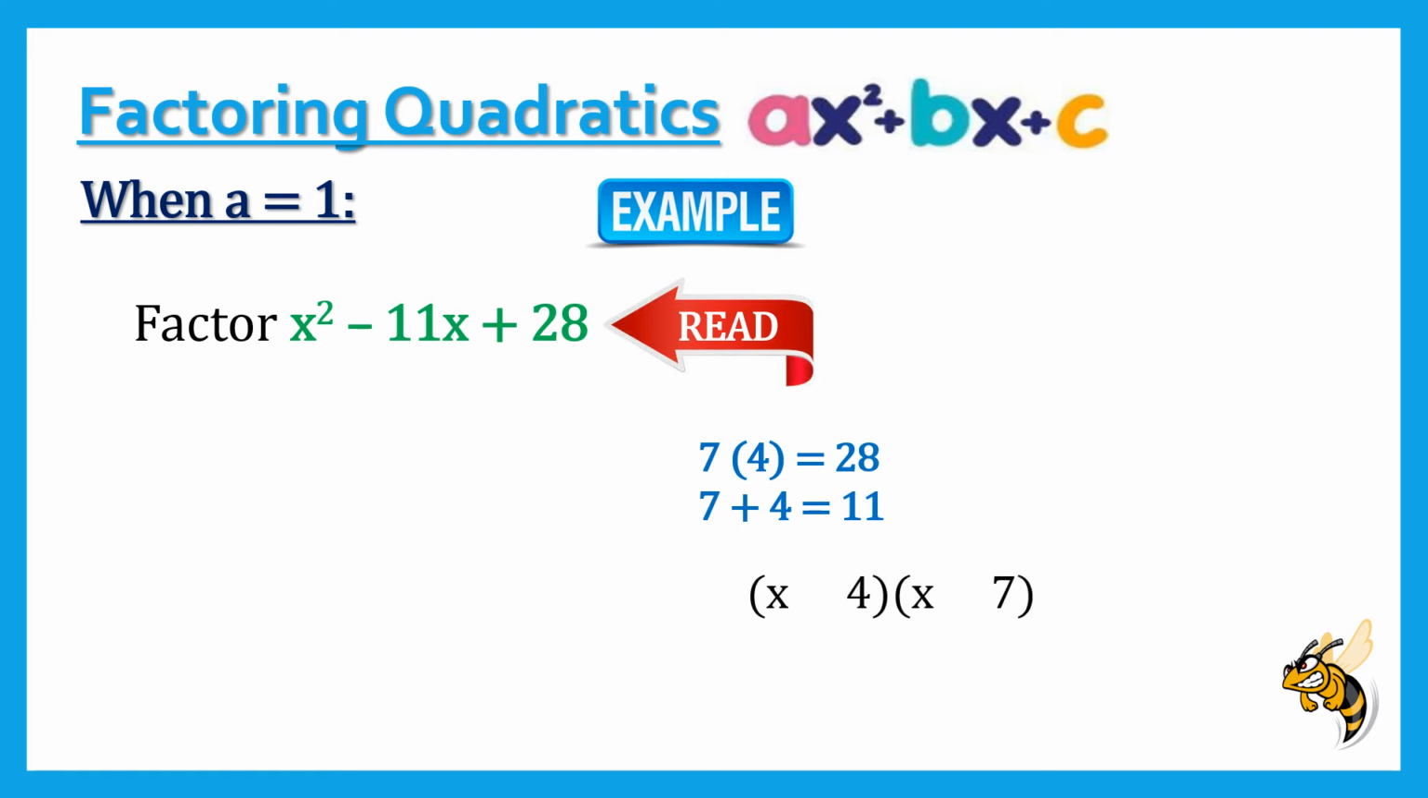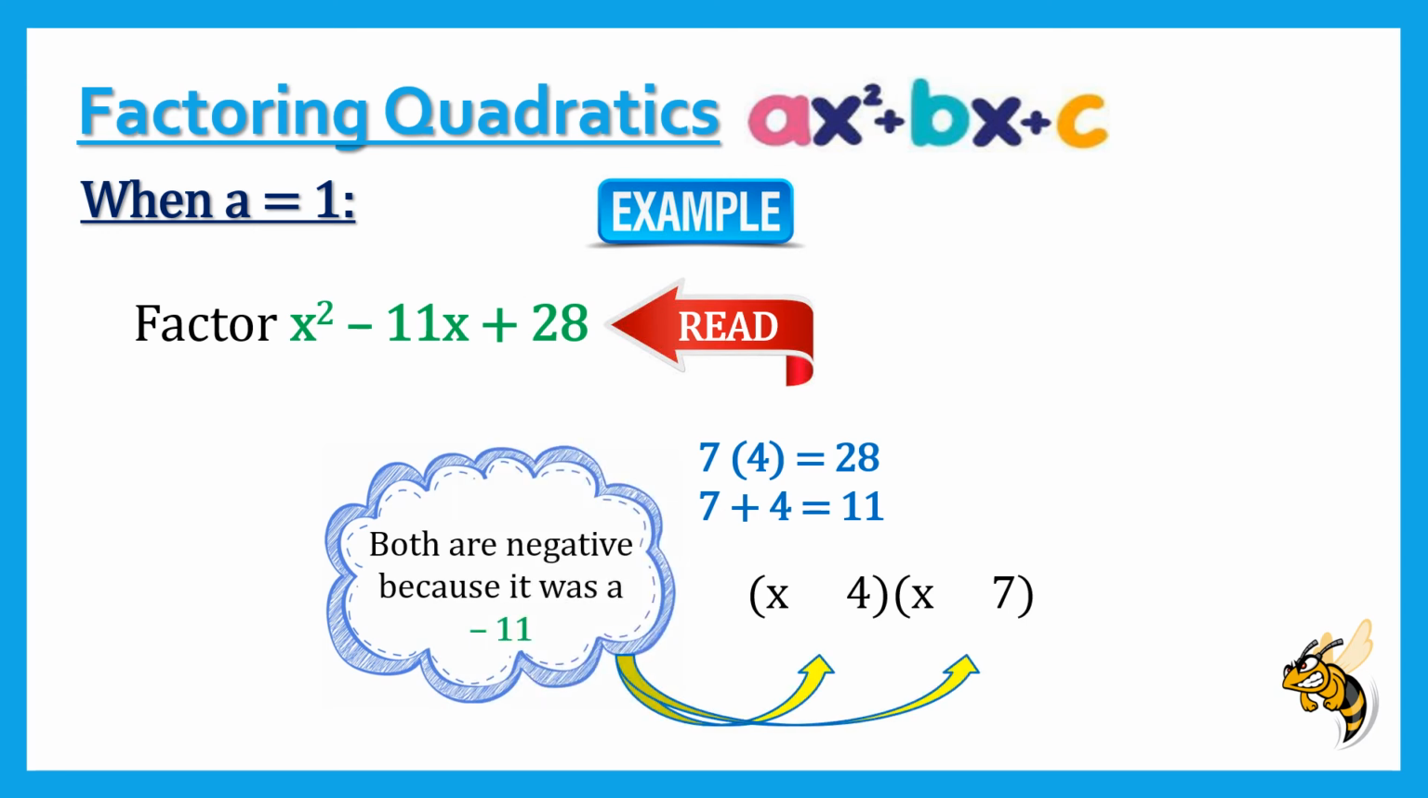Then you're going to open your two parentheses, and we're going to put the x in the front and the factors in the back. We just have to figure out the sign that goes in between them, and we're going to look at the b. In this case it is negative 11, so therefore both are negative because it was a negative 11. And we can double check. Negative 4 minus 7 is equal to negative 11. Negative 4 times negative 7 is equal to positive 28.